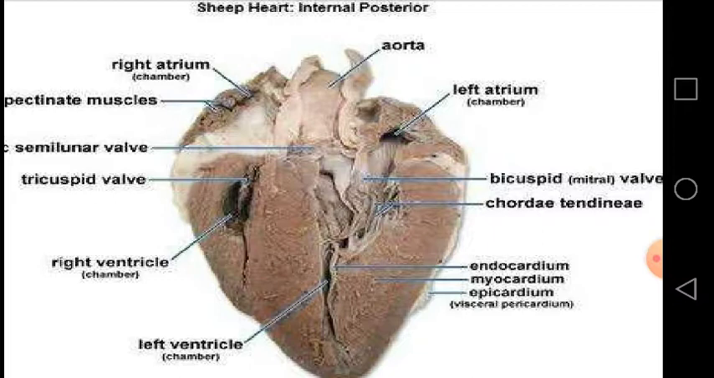You can see, dear students, the bicuspid and the tricuspid valves in this longitudinal section. The valves are very helpful to maintain the one-way flow of the blood, because they are not going to allow the blood to move from ventricle back towards the atrium.